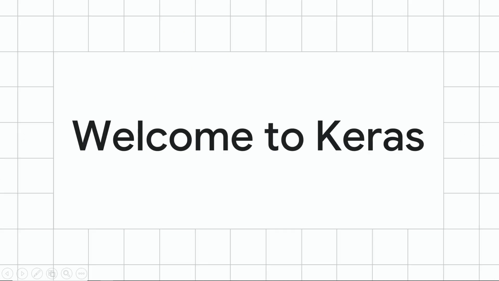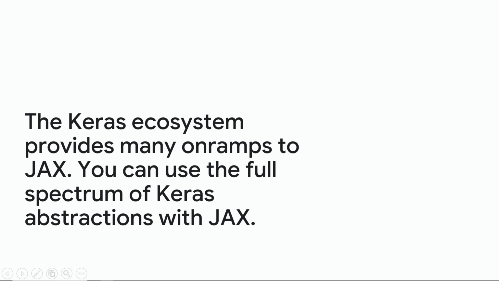Okay, cool. So as I explained earlier, the Keras ecosystem provides many on-ramps to using JAX. What is JAX, you ask? It's Google's high-performance numerical computing framework. It's what we use at Google to train Gemini.